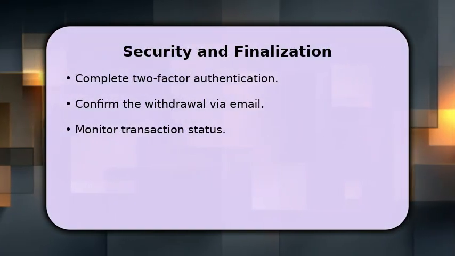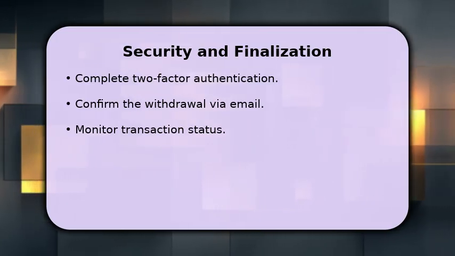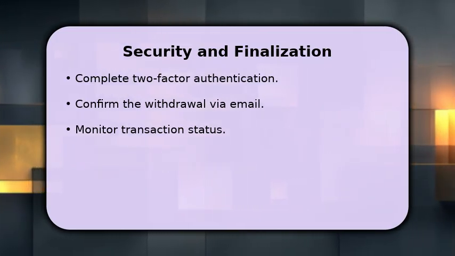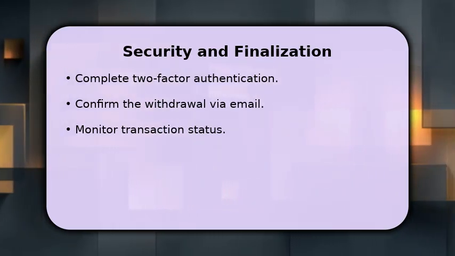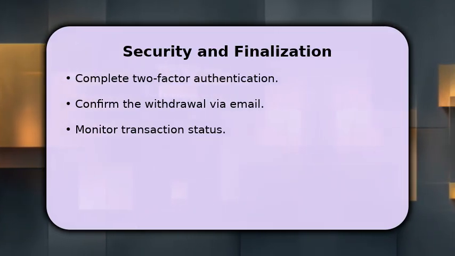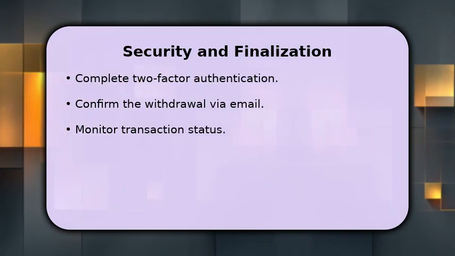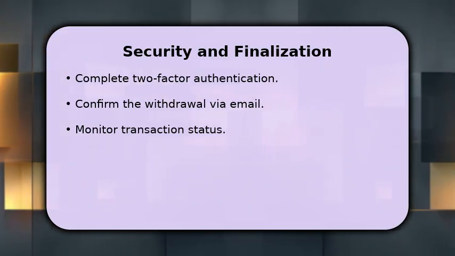Finally, you'll need to complete the two-factor authentication process for security. This usually involves a code from your Authenticator app or an SMS. After this, confirm the withdrawal via an email link sent to your registered address. Binance will then process your request. You can track the status of your withdrawal in your transaction history, typically found in your wallet overview.